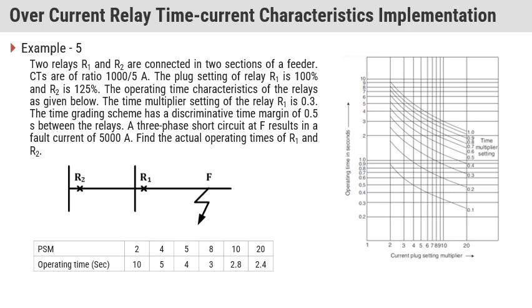Now we have another example. In this example, we have two relays R1 and R2 connected in two sections of a feeder. CTs are of ratio 1000 by 5 ampere, and the plug setting of relay R1 is 100%, R2 is 125%, and the operating time characteristics of the relays are given as shown in the figure. The time grading scheme has a discriminative time margin of 0.5 second between the relays, and a three-phase short circuit fault at F results in a fault current of 5000 ampere. Find the actual operating time of R1 and R2.